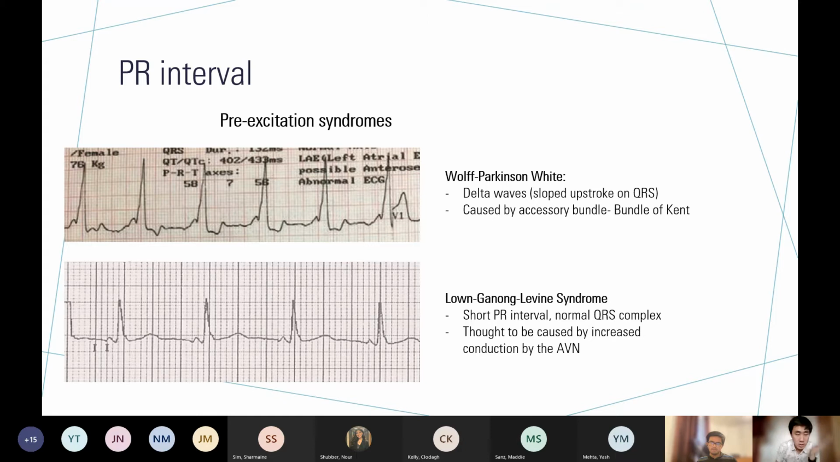And this is another one where you don't see the delta wave. This is much more minor. They call it Lown-Ganong-Levine syndrome. They don't even know if it's pathological or not. It could just be a normal variant. So this is less important, but for the sake of full completeness, here it is.